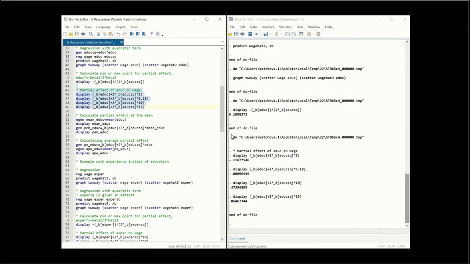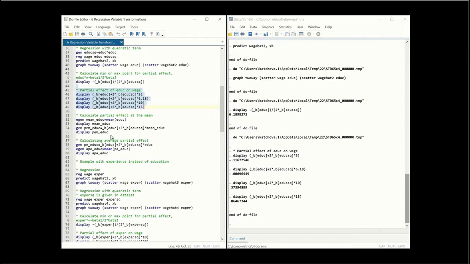So at a low value of education, such as 5, each additional year of education actually lowers the wage by 11 cents. Here, not surprisingly, at the turning point, we see that the marginal effect is 0. And then at 10, we have 0.37, and at 15, we have 0.86. So again, we have the strongest effect of education on wage, which is 86 cents, at high levels of education. That's when an additional year of education brings even more in wages.